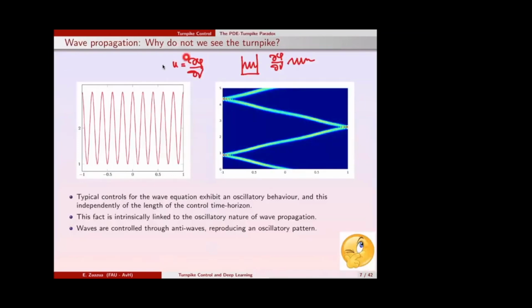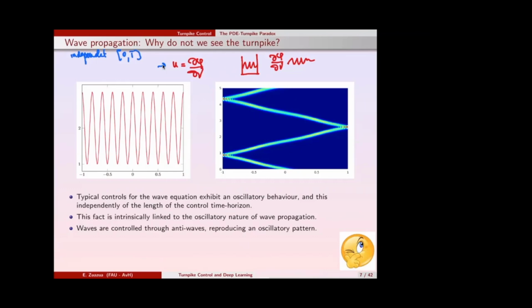In particular, you see, when you go back to the wave equation, the oscillatory pattern of the solution will always occur. So this observation is independent of the time horizon. Of course, I know that the amplitude will depend on the time horizon. When the time horizon is shorter and you are getting close to the minimal control time, the amplitude will be large. When you take very long time horizons, the amplitude of the control will be small.